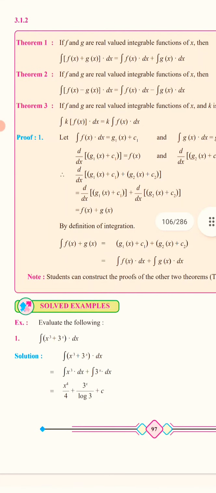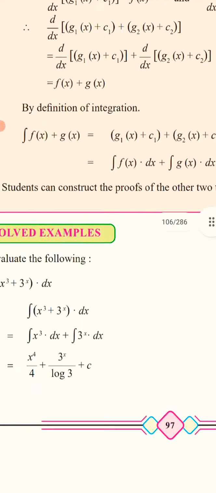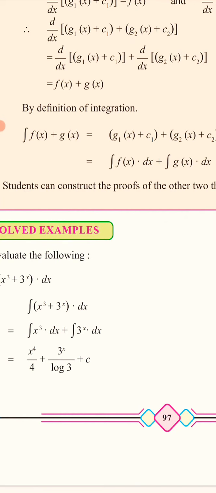Some examples are there. First example: we are going to evaluate the integration of x cube plus 3 raised to x dx. Here two terms are there. By using the first theorem, that is, the integration of f of x plus g of x, you will get integration of x cube dx plus integration of 3 raised to x dx.